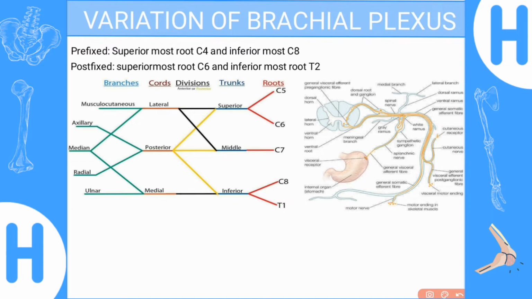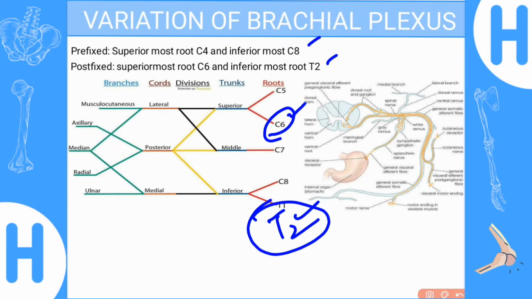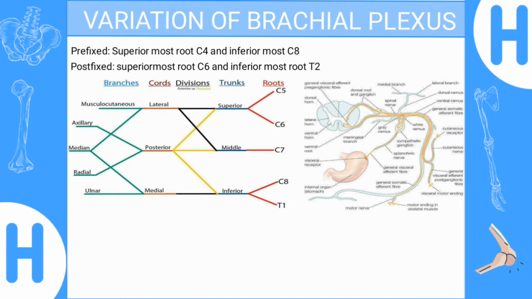Now we have the postfixed brachial plexus. The brachial plexus can be postfixed, meaning it can originate from C6 and extend to T2. Those are the two variations in the brachial plexus, and we will discuss other variations too. The postfixed brachial plexus originates from C6 and ends at T2. That is the root value of the postfixed brachial plexus. The superior most root value is C6 and the inferior most root value is T2.